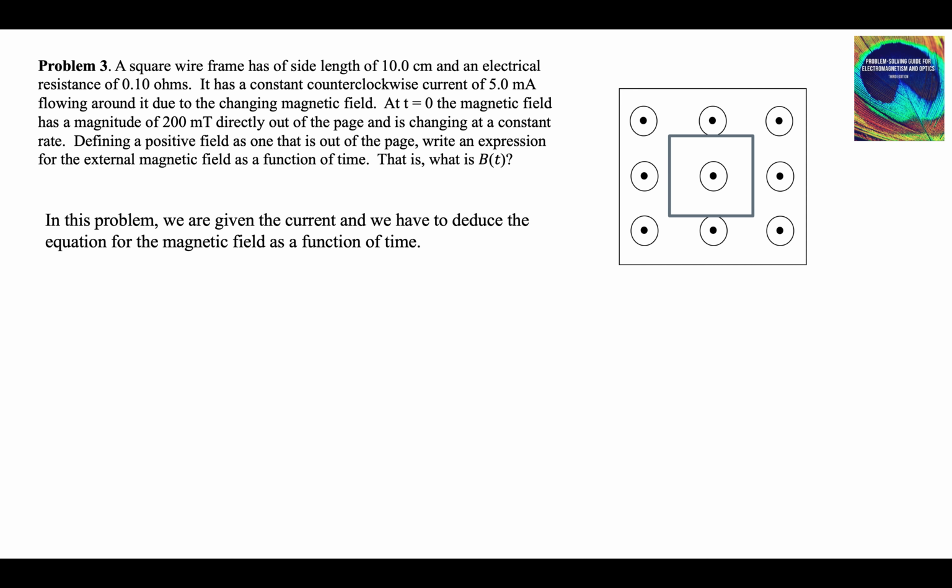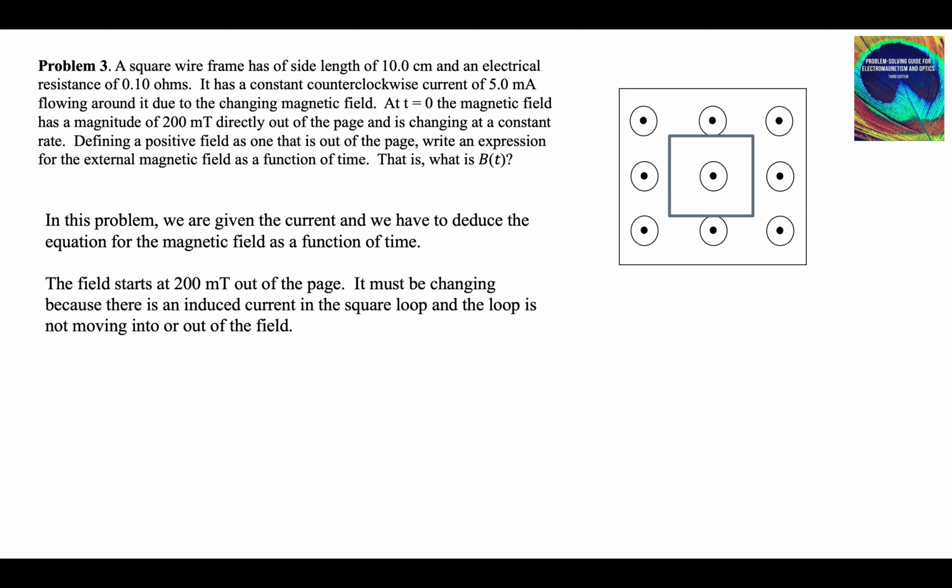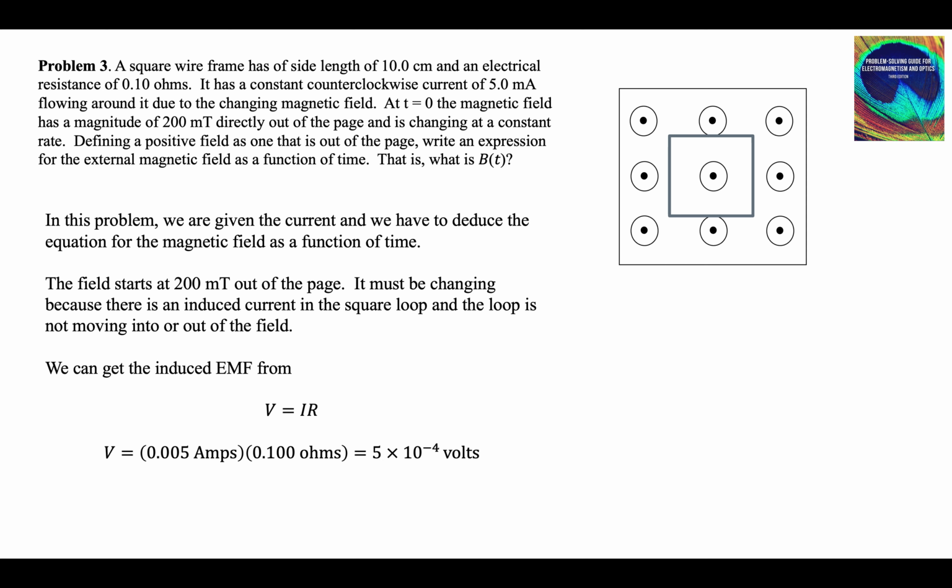We have the current. We have to get the way the magnetic field is changing. The field starts 200 millitesla out of the page. It must be changing because there's a current in that loop. And the area is certainly not changing. The loop is fixed in the field. We can get the EMF from V is equal to IR. We have the current and we have the resistance. So we know the EMF is 5 times 10 to the minus 4 volts.